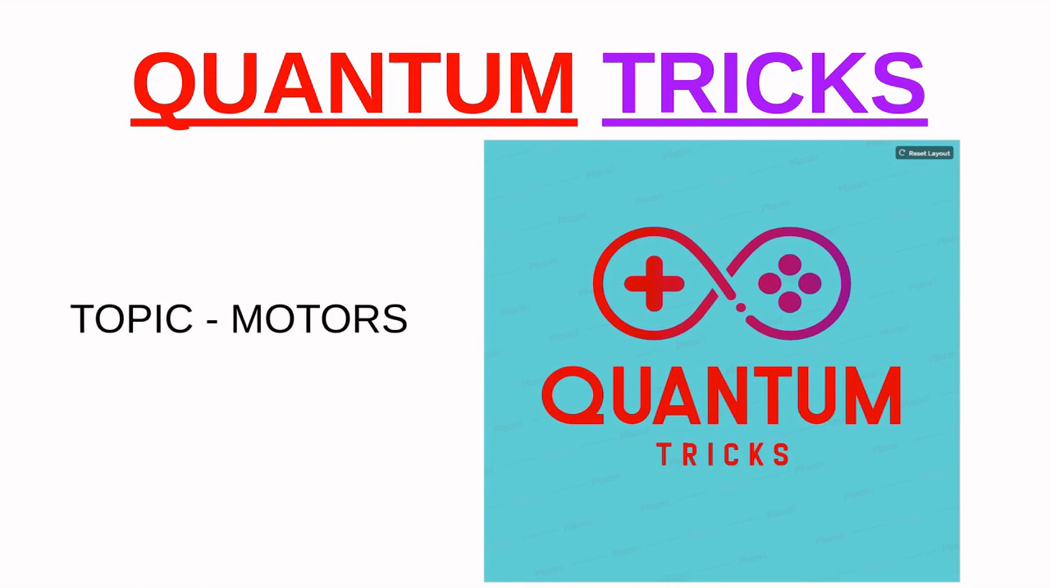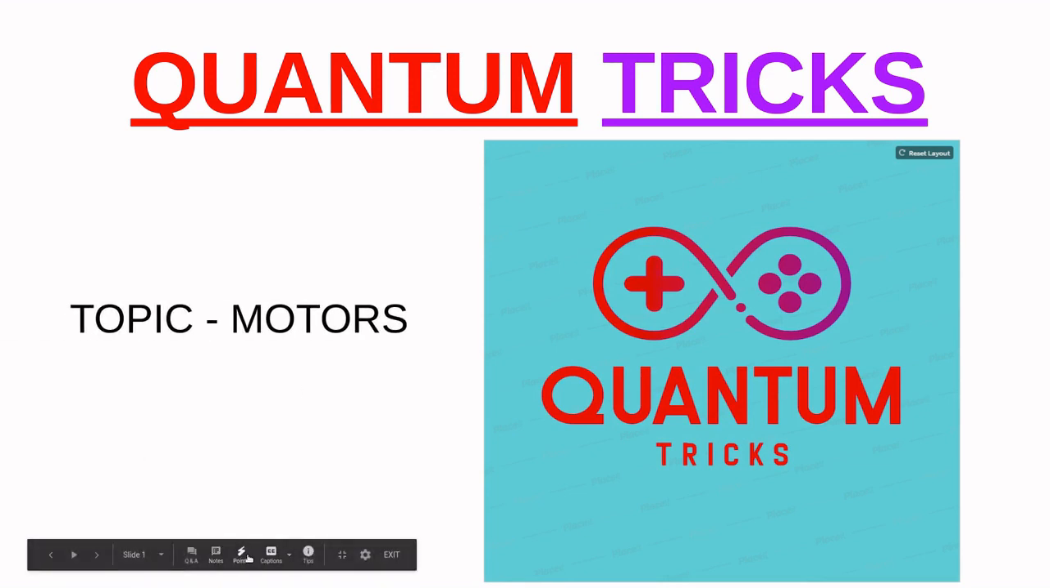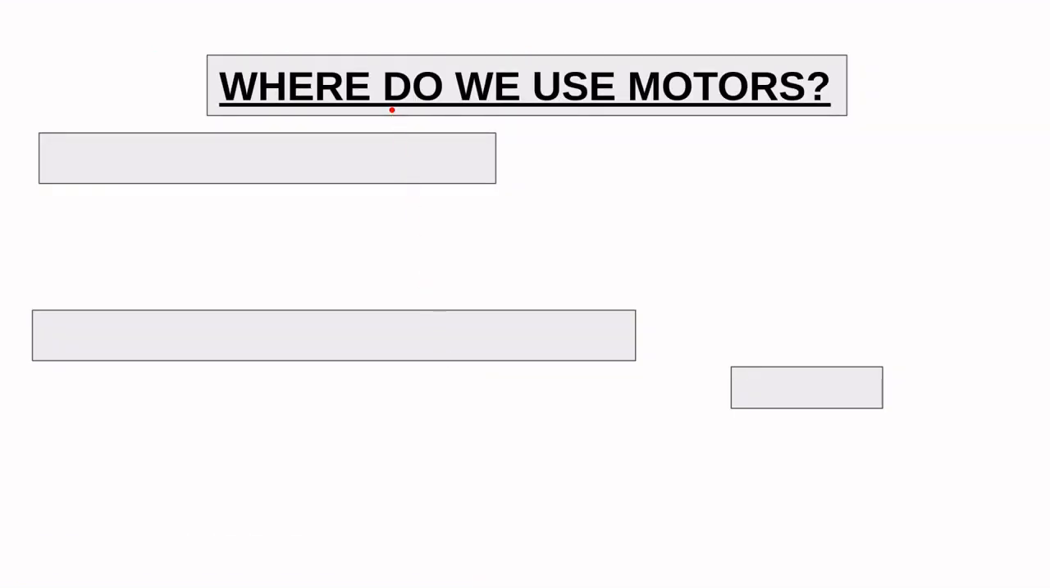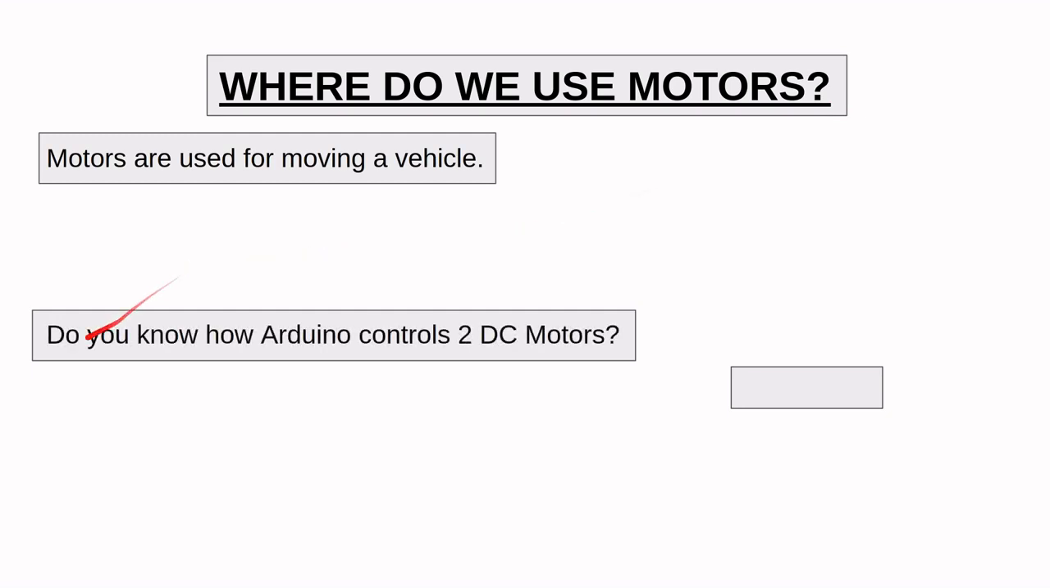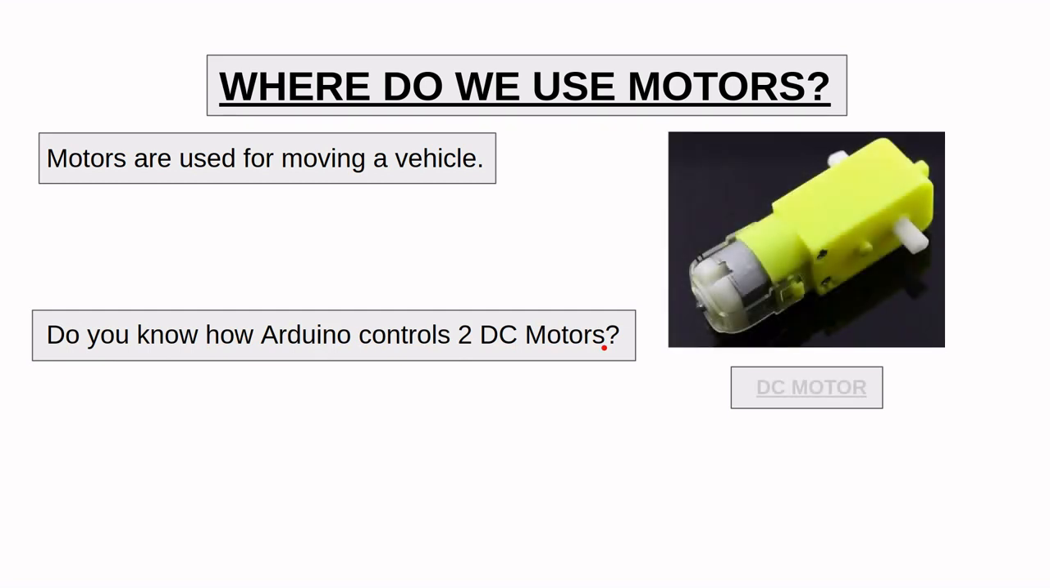Today's topic is motors. Where do we use motors? Motors are used for moving vehicles. Do you know how Arduino controls two DC motors? Let's know about it. This is an image of one DC motor.